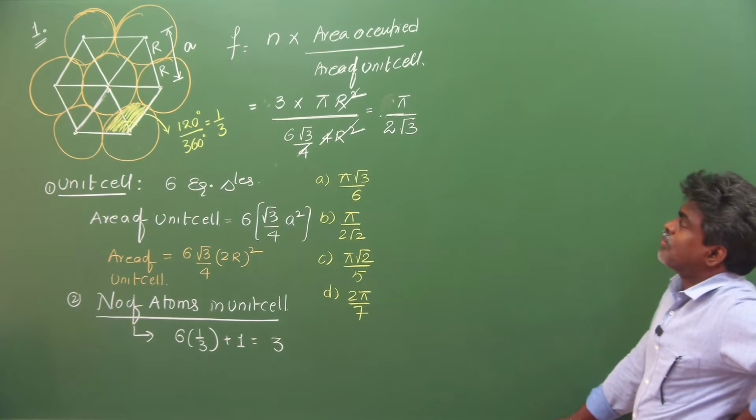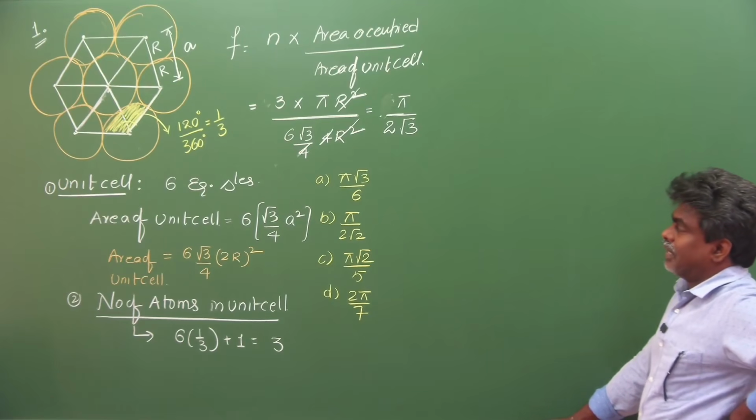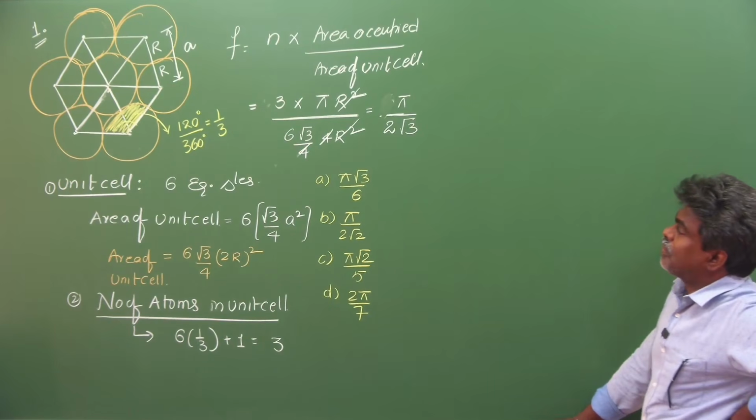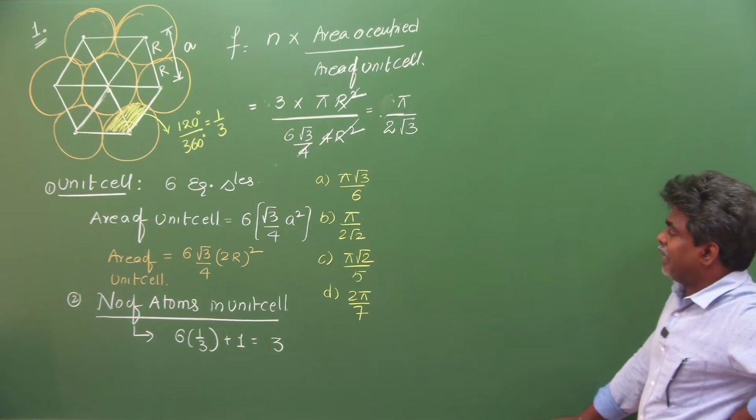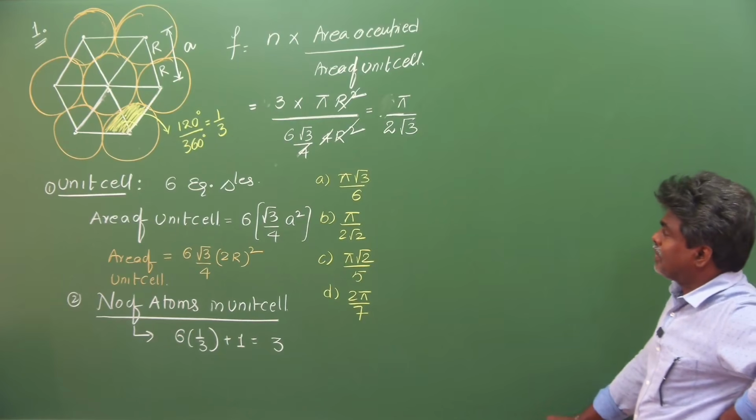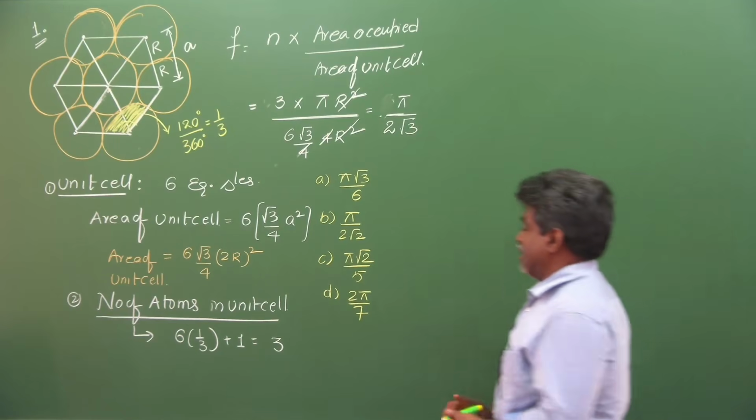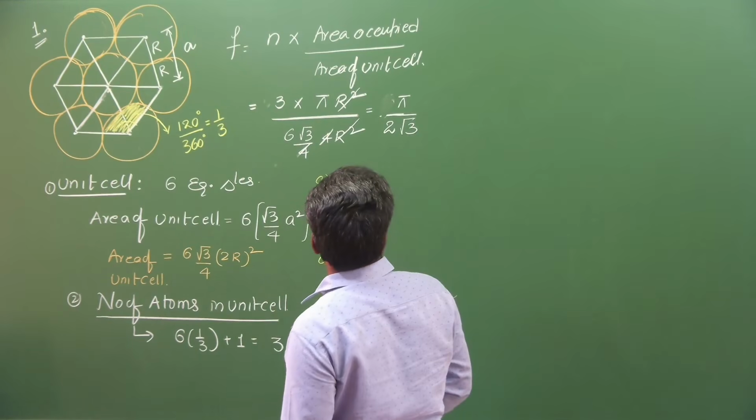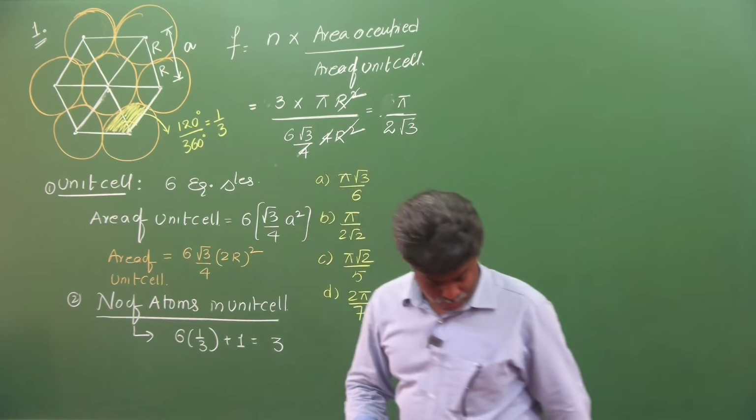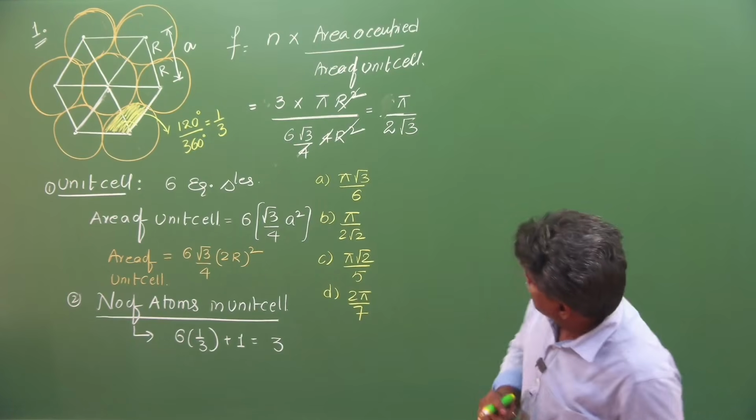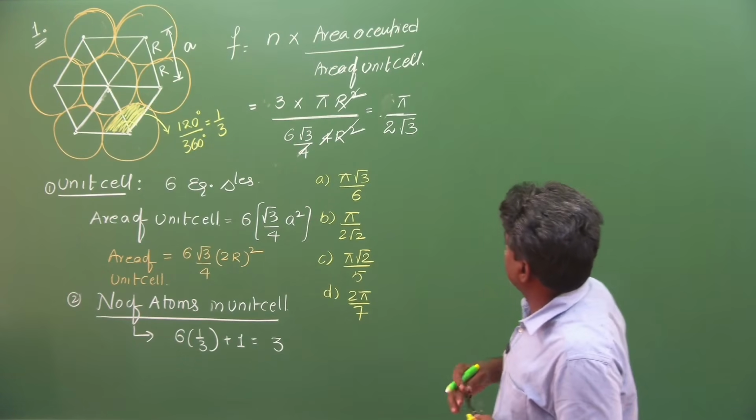You just have to imagine the diagram, and after that get the shape, and you get the unit cell of 6 equilateral triangles. Get the area and the number of atoms per unit cell, which you know how to find. After that your packing fraction is ready. So where is the answer? Pi root 3 by 6 is the answer. Oh, the first one.